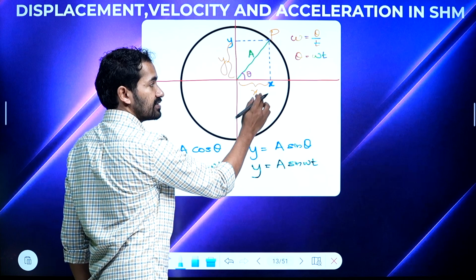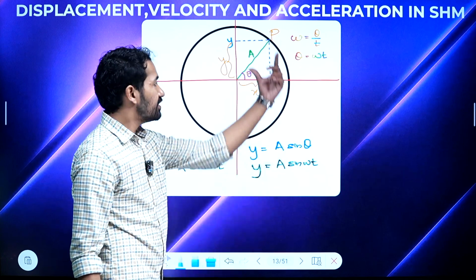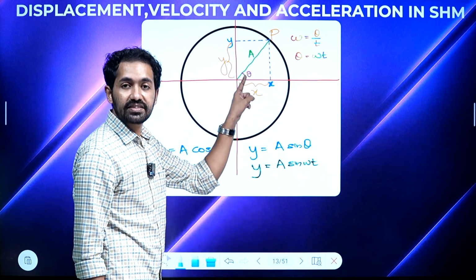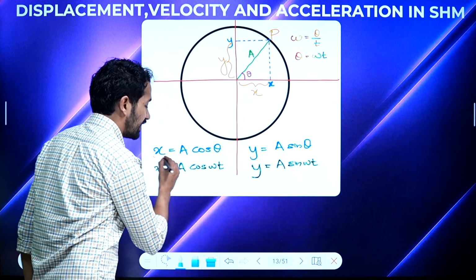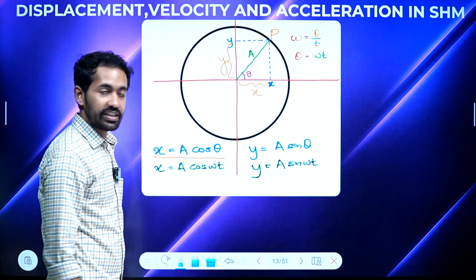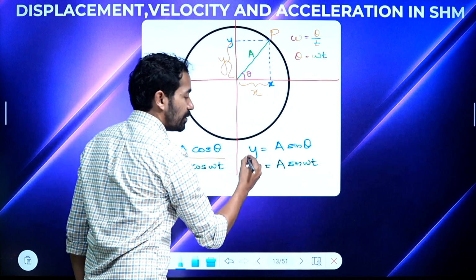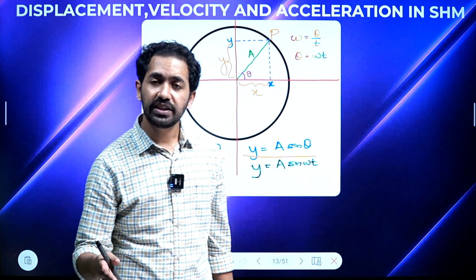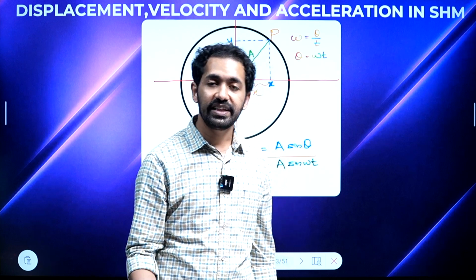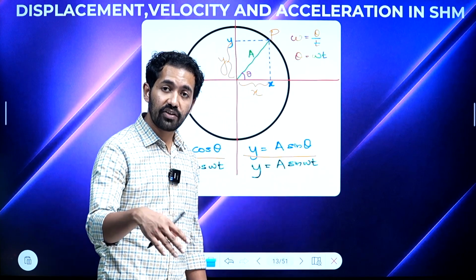So what will be x? This is vector A, theta is the adjacent angle. So x is equal to a cos theta, adjacent side. Likewise opposite: y is equal to a sin theta. So x equal to a cos theta, y equal to a sin theta.